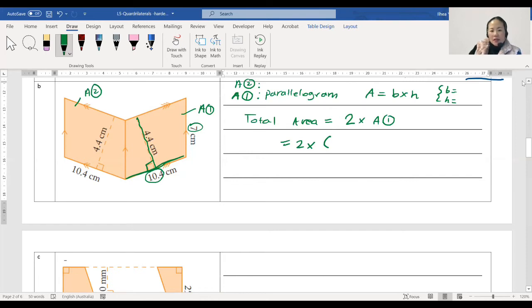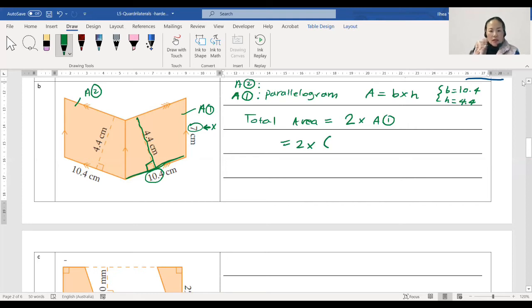Now when we look at the 7 here, it doesn't have any line that is perpendicular to it. So 7 is not our base. 10.4 is our base, and therefore 4.4 is our height. So be very careful about that. 7 was there to confuse you.